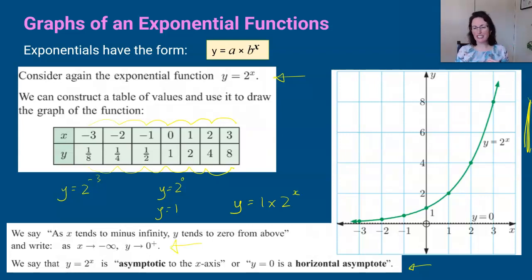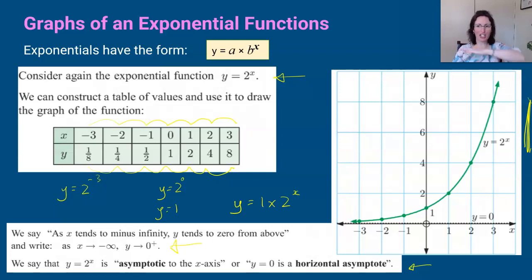We don't tend to use this much in general mathematics at year 11, but it's worth knowing it. And we say that, therefore, y is equal to 2 to the power of x is asymptotic to the x-axis, or y is equal to 0 is a horizontal asymptote.